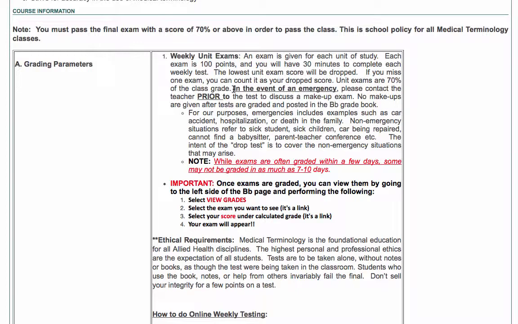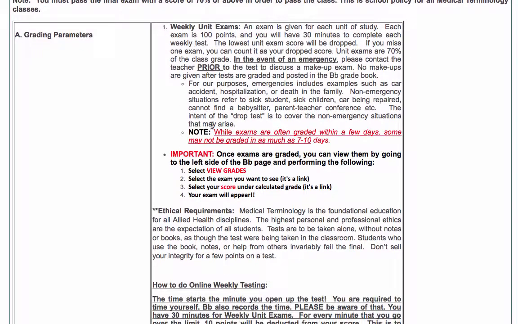But you do have a throwout. So if you do poorly or if you miss an exam, then you can throw that exam out. Now, I usually grade exams within a few days, but sometimes it can take me longer than that, so be aware of that. As far as viewing your grades, here's how you do that.